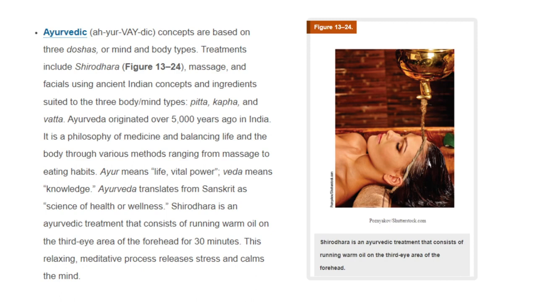Shirodhara is an Ayurvedic treatment that consists of running warm oil on the third eye area of the forehead for 30 minutes. This relaxing, meditative process releases stress and calms the mind. Figure 13:24. Shirodhara is an Ayurvedic treatment that consists of running warm oil on the third eye area of the forehead.